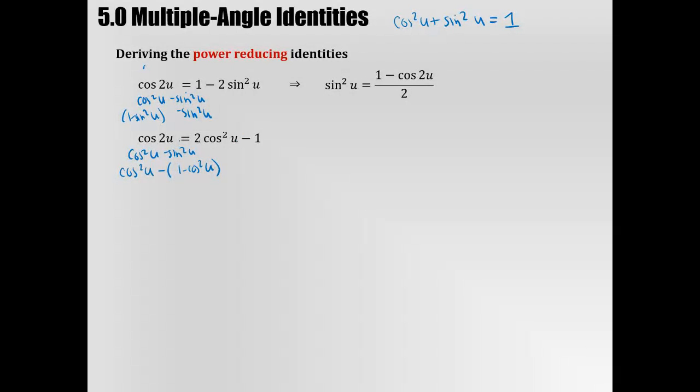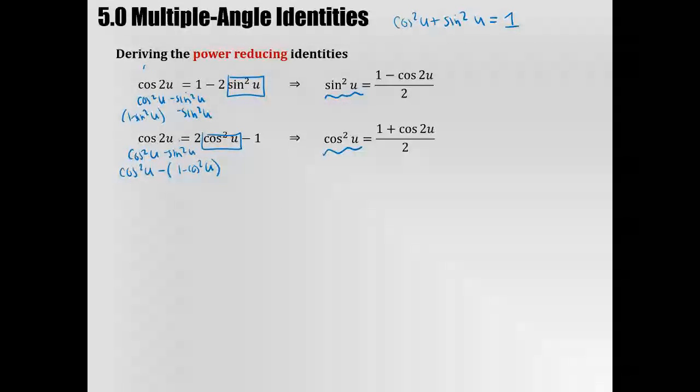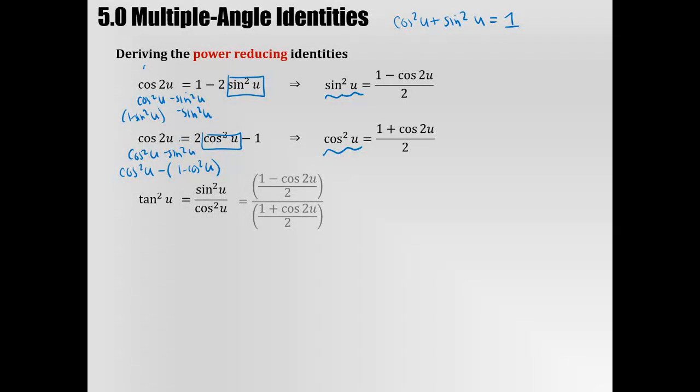Just as we did up here, let's rearrange that and solve for cosine squared. Let's add 1 and divide by 2. So you've got cosine squared mu equals 1 plus cosine 2mu over 2. So you've got one for sine, one for cosine, and guess what? One for tangent. For tangent, we'll set up the quotient, the ratio that we know is sine over cosine. That's going to be 1 minus cosine 2mu over 2 divided by 1 plus cosine 2mu over 2. When we simplify that, we get 1 minus cosine 2mu over 1 plus cosine 2mu.